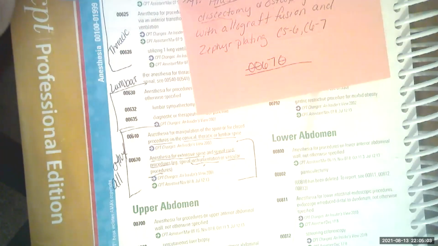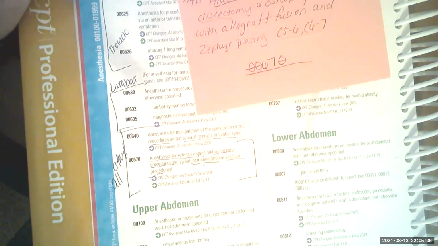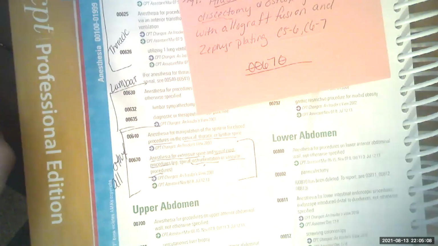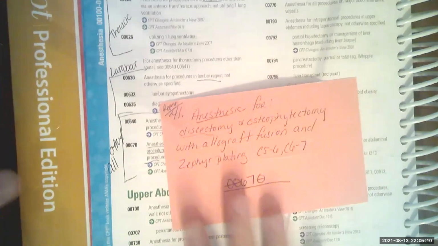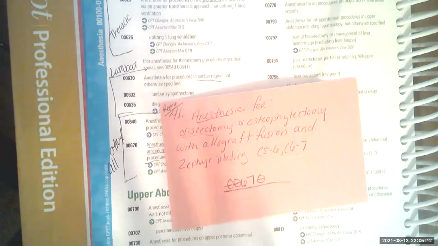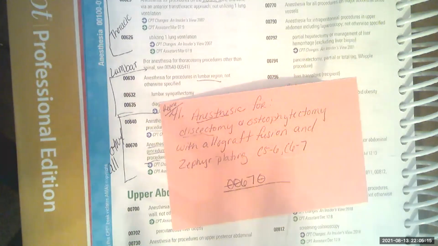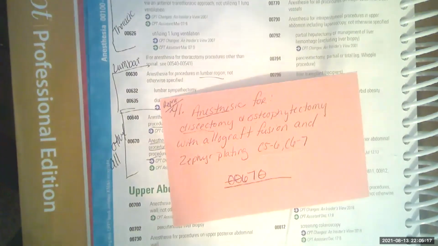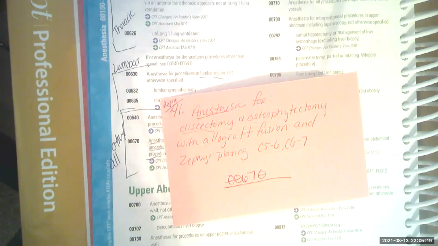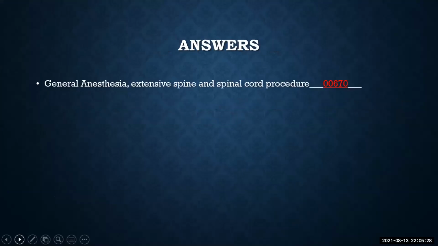And then I don't believe we had information in the actual report about the patient's physical status. So we're not going to add that for this one, okay? Let's go back and see if we got it right. Oh, 670. Yes, perfect. Okay, so that is the correct answer there.